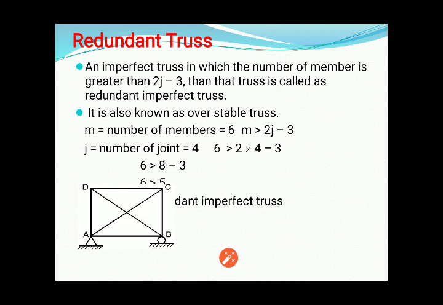If you substitute in the formula, 6 is greater than 2j minus r, that is 6 is greater than 5. So the number of members is more. So it is a redundant truss. A perfect truss is one that satisfies the equation m equals 2j minus r.